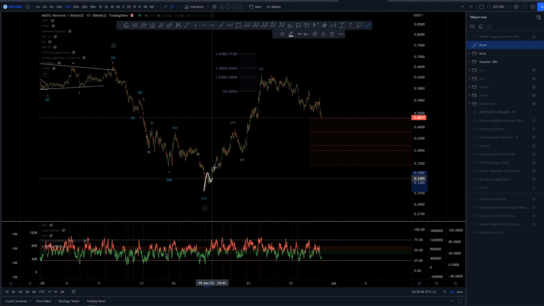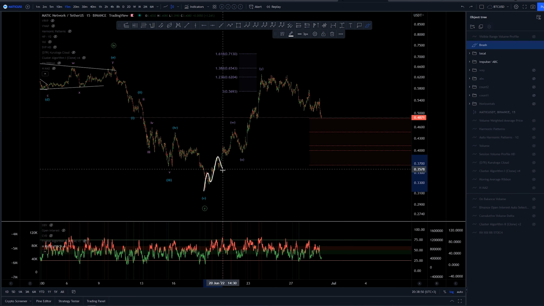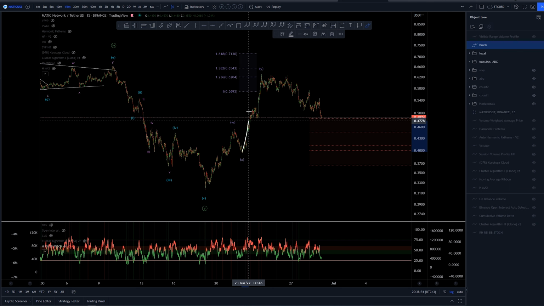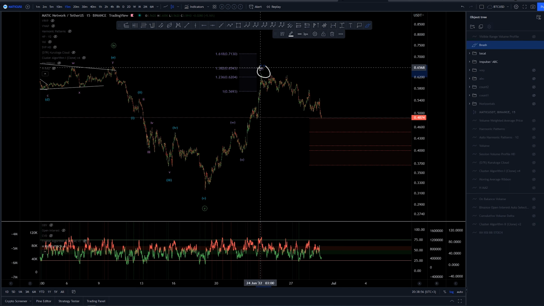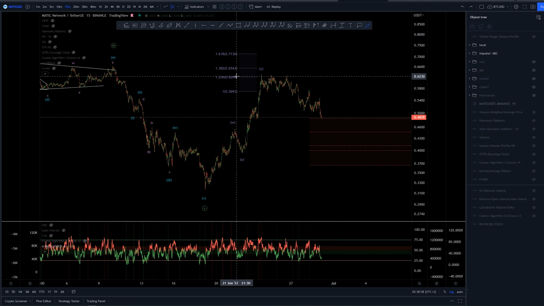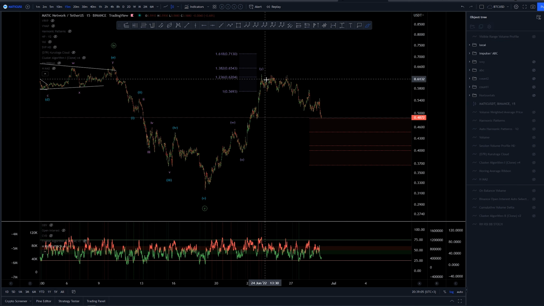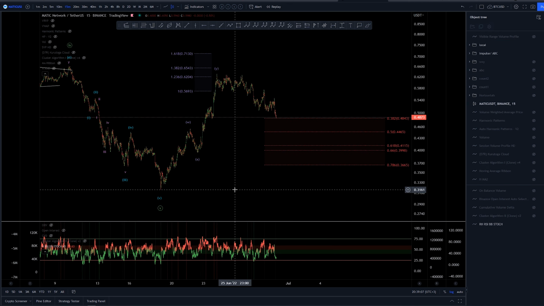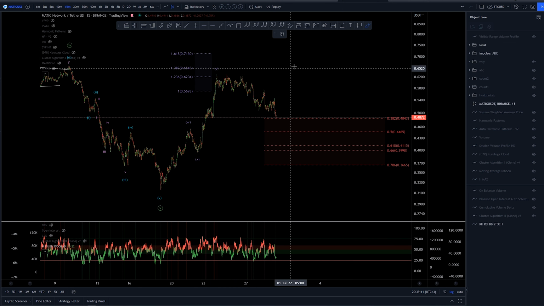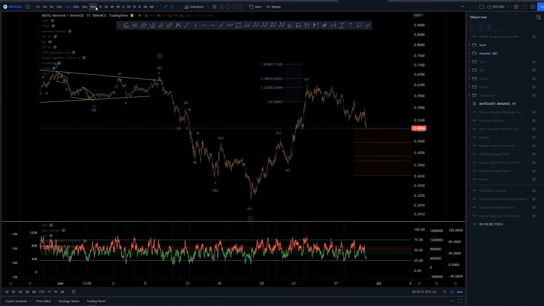This is some kind of a 3-wave structure here, then 3 waves and another 3 waves here into W, 3 waves down to X, and then another 3 waves into wave Y. At this point we would get ourselves to around the 1.236 extension of this W wave for the wave Y here. Again, one of the good targets to hit with the wave Y.